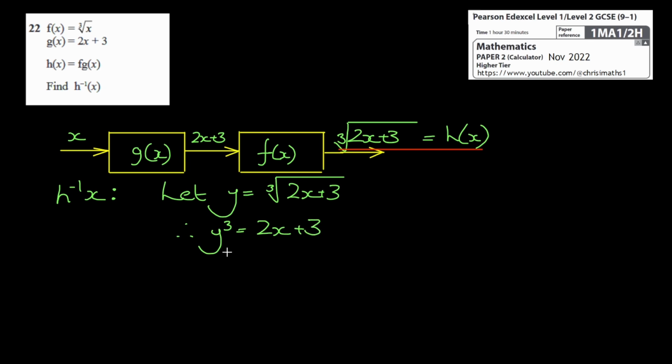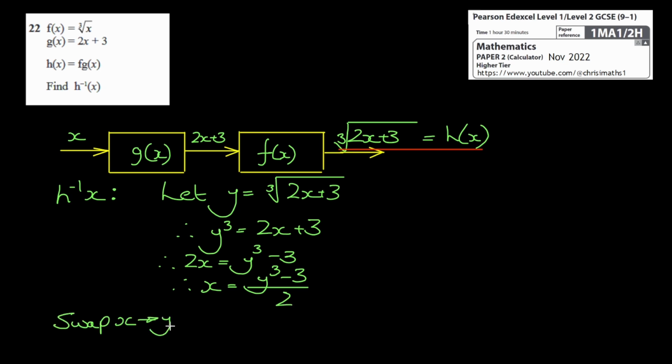We need to make x the subject. Therefore 2x is equal to y cubed minus 3, and therefore x is equal to y cubed minus 3, both divided by 2. Now we swap x to y and y to x, because after all we're coming in here.